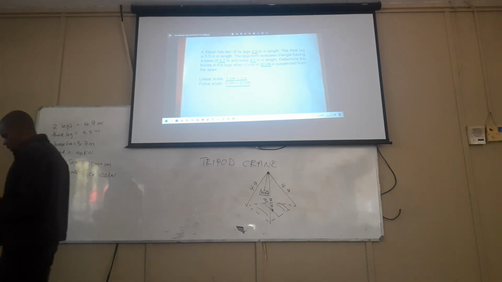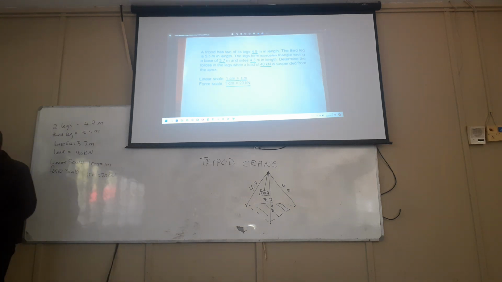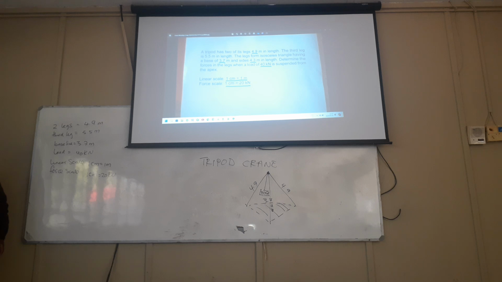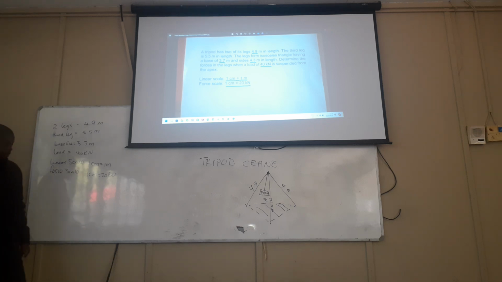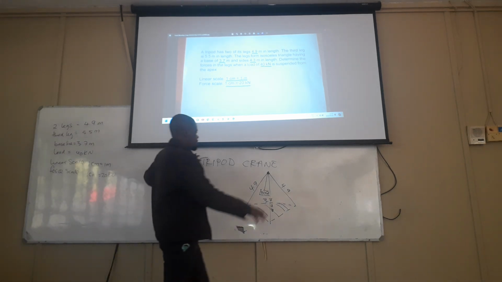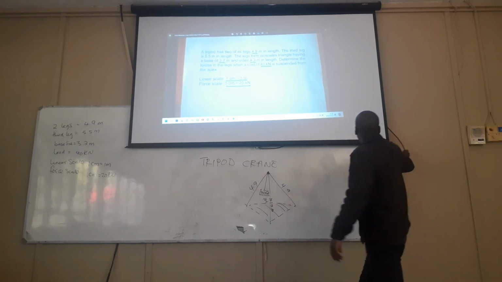Now we have to determine the magnitude in those three legs. Where do we start? So the first step is for you to create the baseline. I will just lift my projector up so that I can use this space here to do the construction.